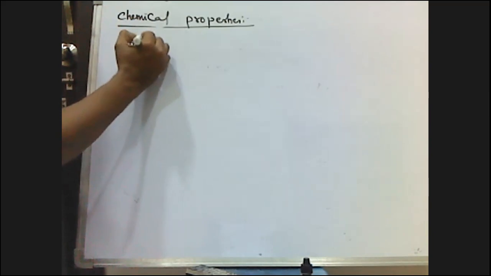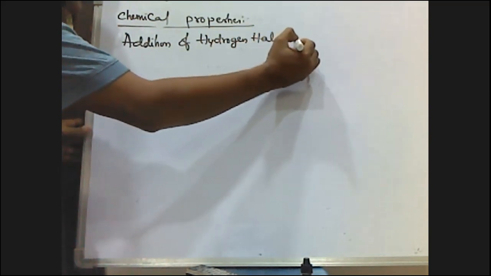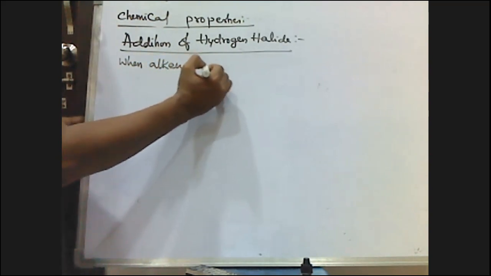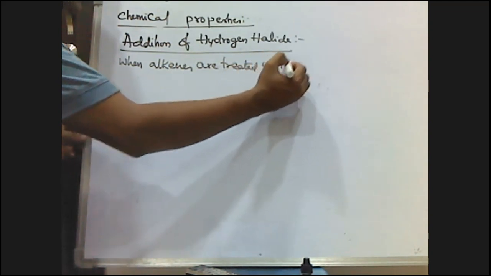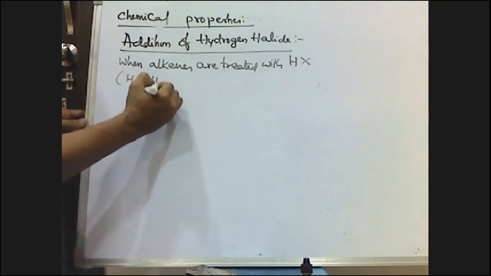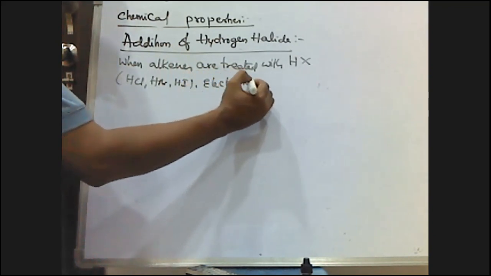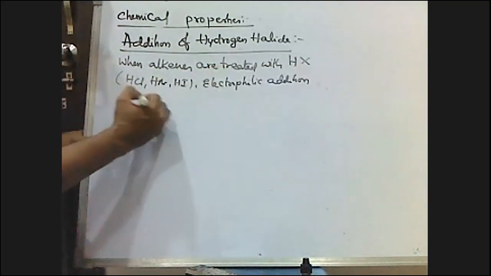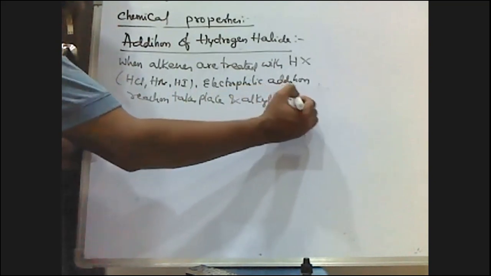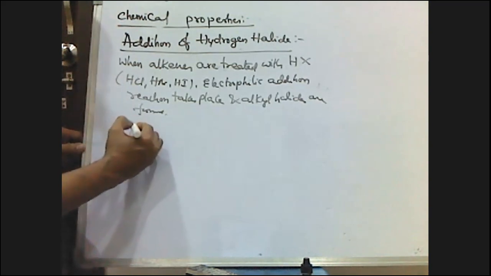Then the next one is addition of hydrogen halide. When alkenes are treated with hydrogen halides such as HCl, HBr, HI, an electrophilic addition reaction takes place and alkyl halides are formed. Right?